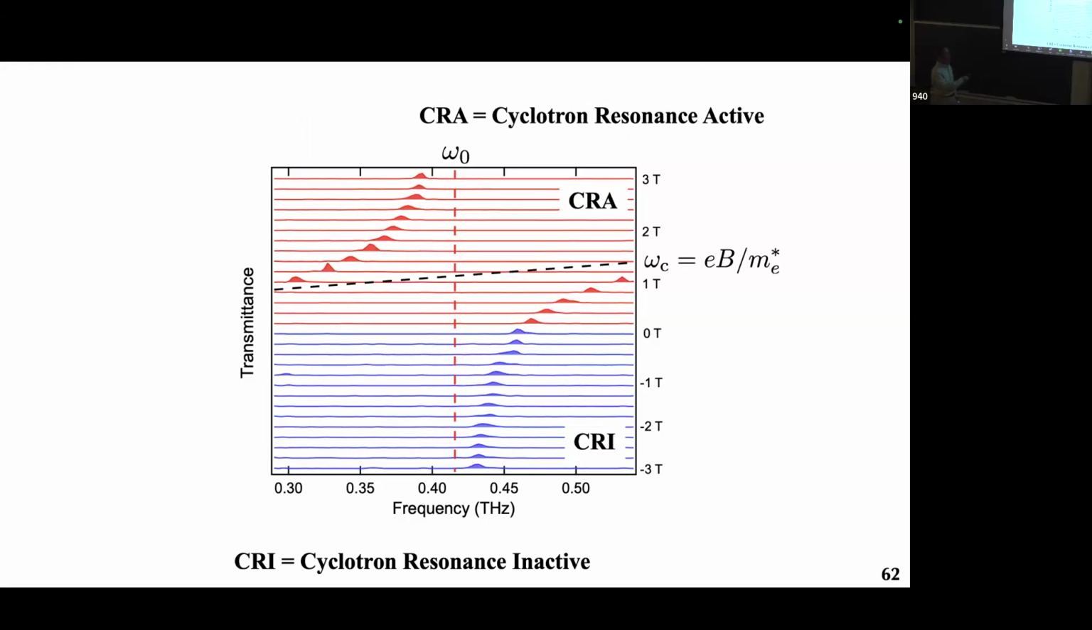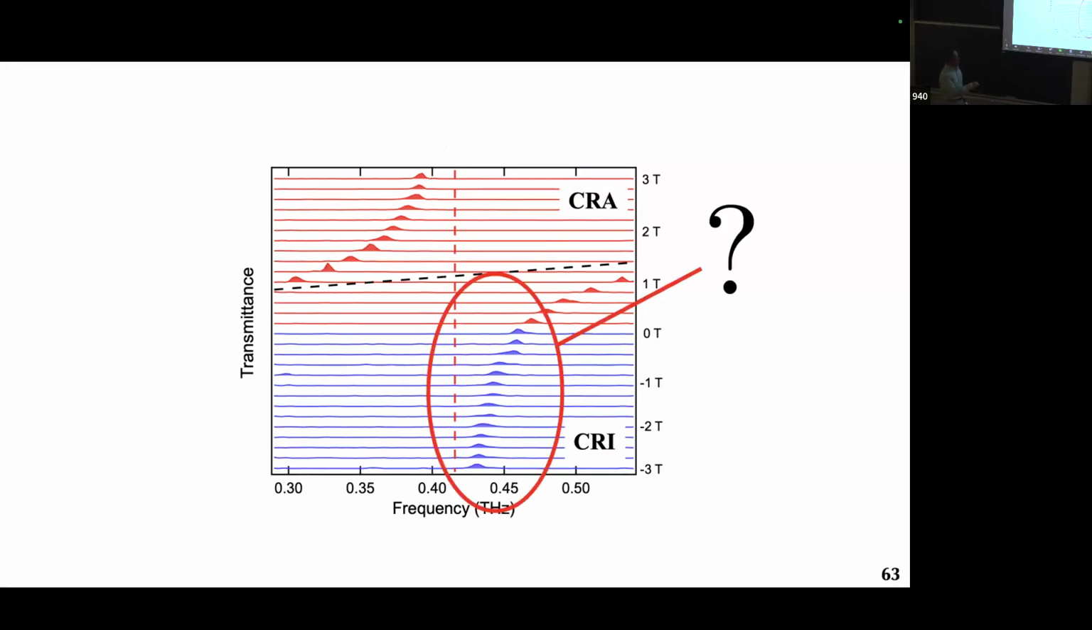The most important part of this is that the incident probe light is circularly polarized, and when the magnetic field is positive, the electrons and photons are rotating in the same direction, so we do expect coupling. But CRI means that the electrons and photons are rotating in the opposite directions, so we don't expect any coupling, but we do see this shift from the cavity frequency. This is direct evidence that the rotating wave approximation breaks down.